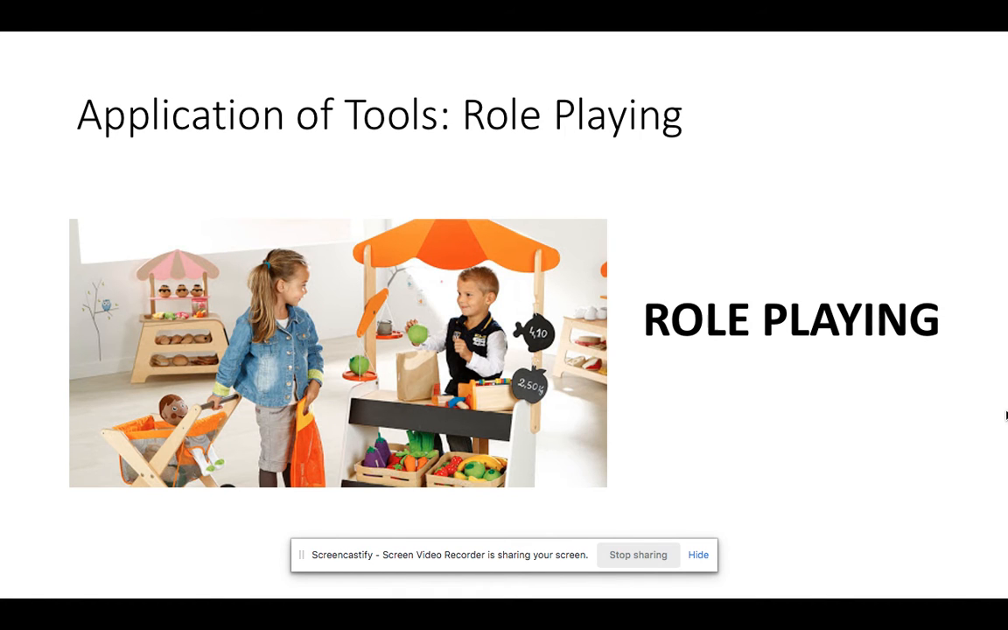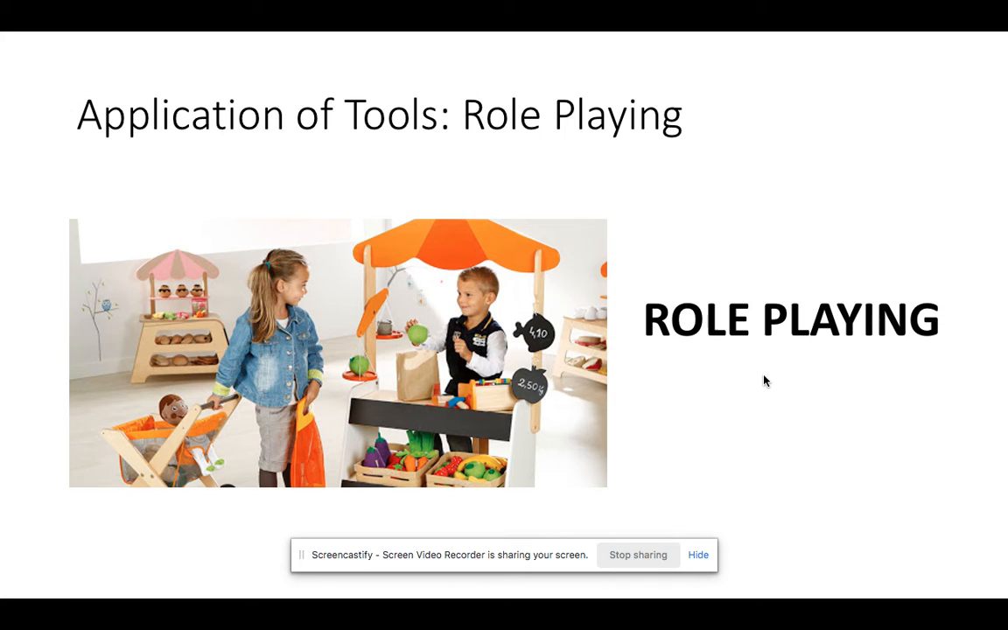And then another tool is role playing. As you see in this picture, we've got two students who are playing grocery store. We've got someone that's working at the register or the fruit stand, and then we've got someone pushing the doll in the stroller with the shopping bag, shopping for the food.